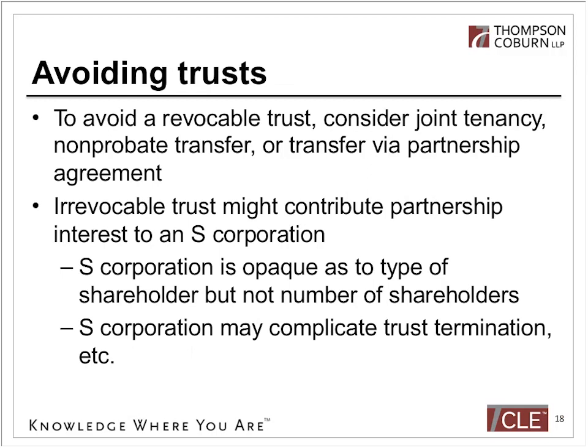Another idea is that if you have an irrevocable trust, it can contribute the partnership interest to an S corporation. So the S corporation is opaque as to the type of shareholder, but not the number of shareholders. So what does that mean? Let's suppose you have an S corporation. Suppose you have a bunch of ineligible shareholders. They can all form an S Corp. And so now you don't have an ineligible shareholder because the S Corp is an eligible shareholder.